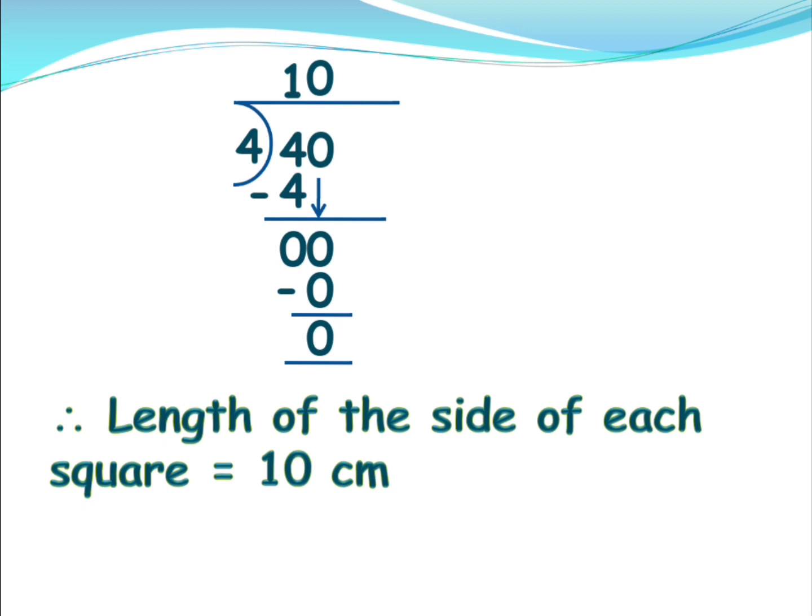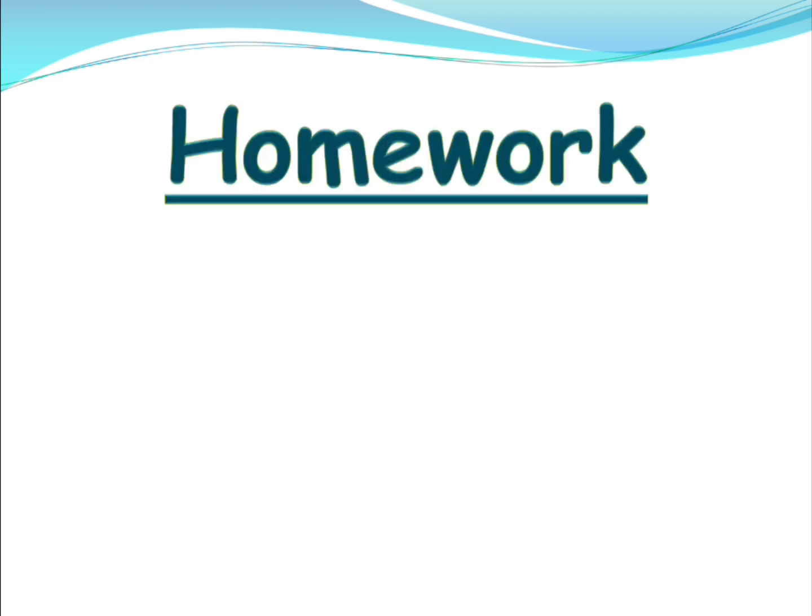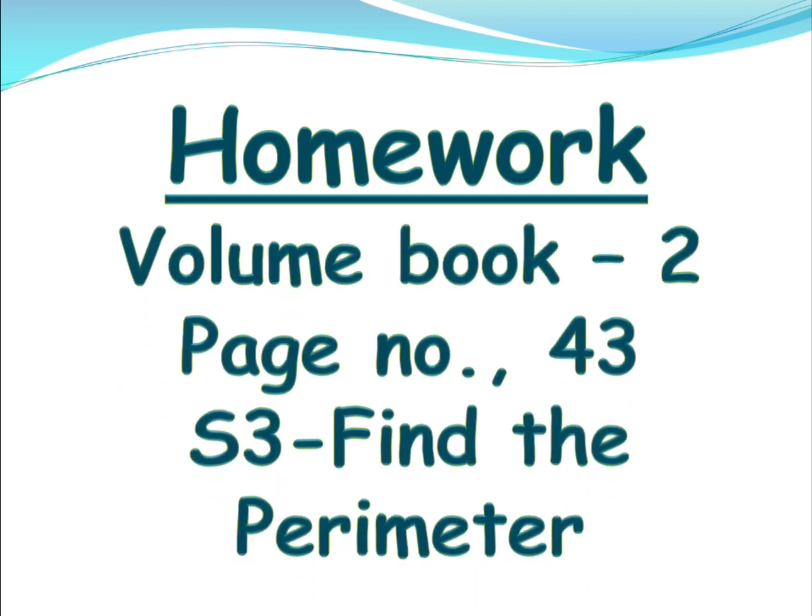Okay, children, so in this way you need to find the perimeters. So do these two sums in your classwork. And coming to your homework, complete the volume book, children. Volume book 2, page number 43, S3. Find the perimeter. Okay, so in the next class we will learn the last topic of our block, children.